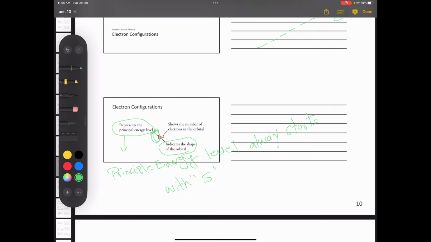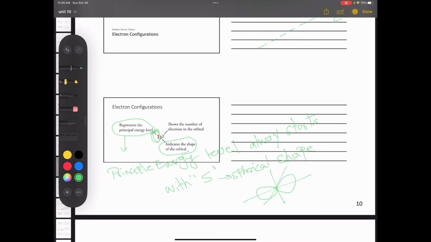So if it is an S, that means it's going to be a sphere, right? That's what we talked about. It has a spherical shape. If you're talking about the P, it's going to be like dumbbells on top of each other, okay? Occupying the X, the Y, and the Z axis. And the D is similar to the P, but a little bit more complicated. The F, you don't have to worry about. So the letter symbol really indicates the shape of the sublevel or the shape of the orbital where the electron is sitting.